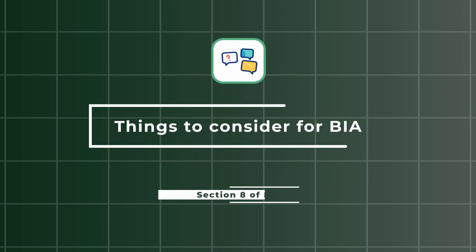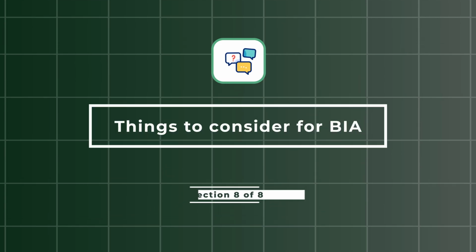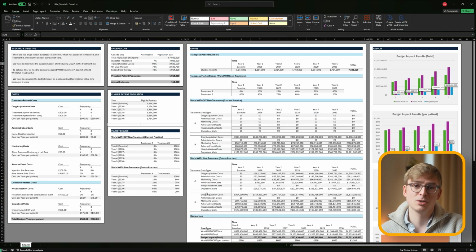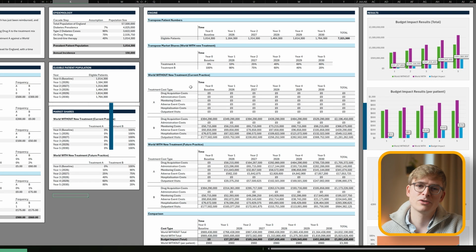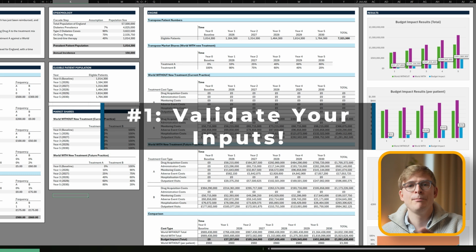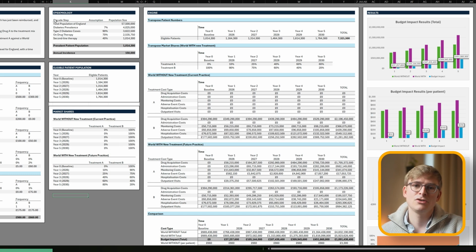While a model very similar to the one I've shared with you today could in fact be used for discussions with national payers, here's a list of things to consider. First, make sure to validate the inputs you're using. BIMs can react very sensitively to both costs and EPI inputs, as they're the main components driving the results. All EPI inputs should be sourced from papers that were identified through a proper systematic literature review.